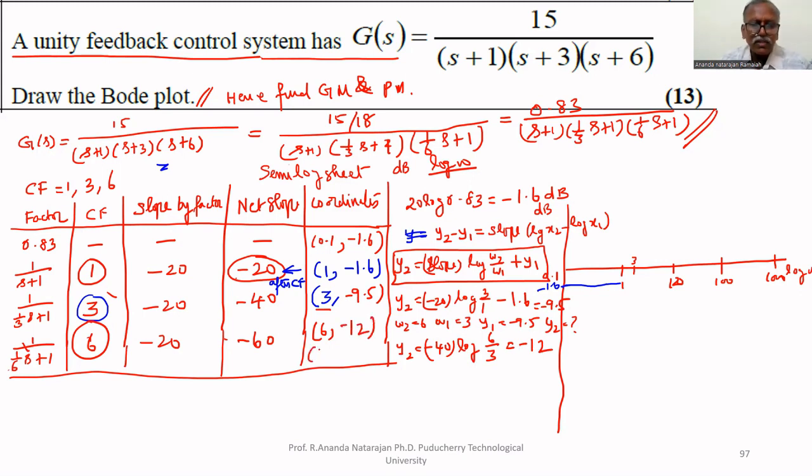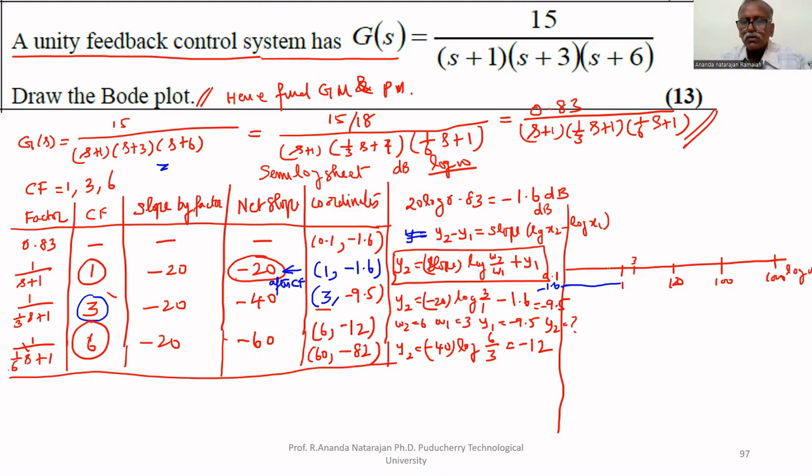Next, we have to find another point 1 decade away. The corner frequency is 6. After the corner frequency, to extend the plot, we can take 60, 1 decade away. One decade, the net slope is minus 60. Therefore, 12 minus 60 equal to minus 72. The coordinate is 60, minus 72.